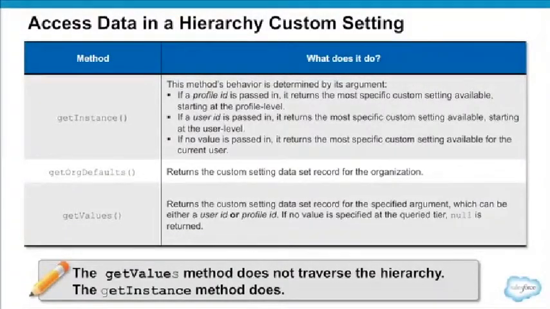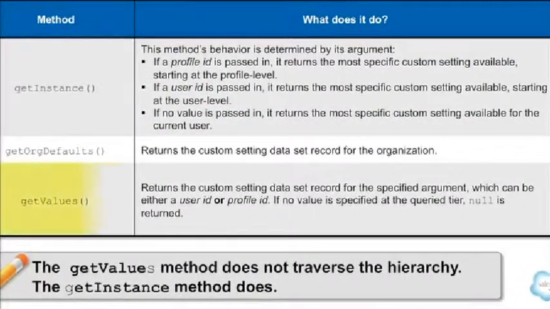You can also directly access the org default. There's a slight variation on this, where if no value is specified when you call getValues, null is returned. That's useful if you want to check whether it exists, rather than just getting back the setting.